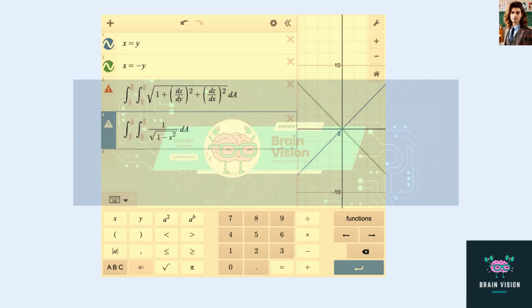Then we know that our bounds are going to be negative x to x here, and then the bounds here will be from 0 to 1. And then for dA, it'll be dy dx. And this is going to ultimately equal 2. It looks like it's slightly not 2, but that's just due to rounding. It in fact is equal to 2.